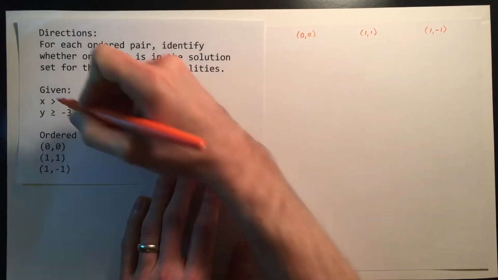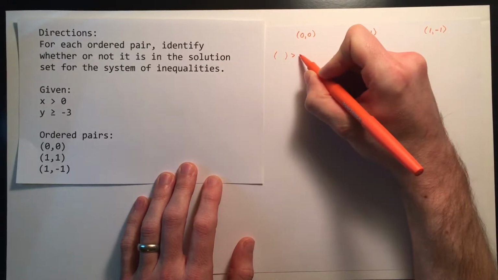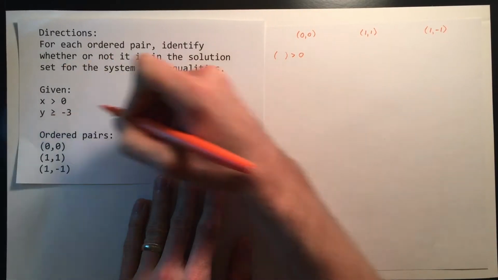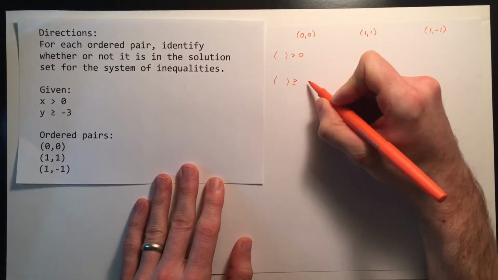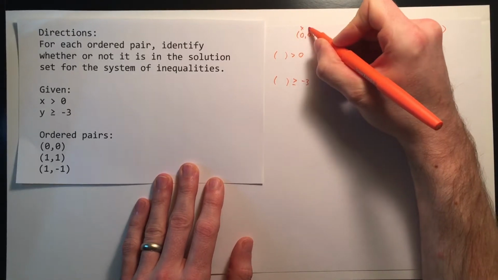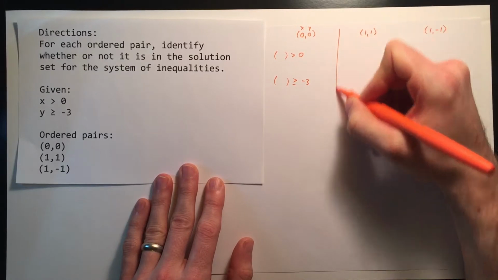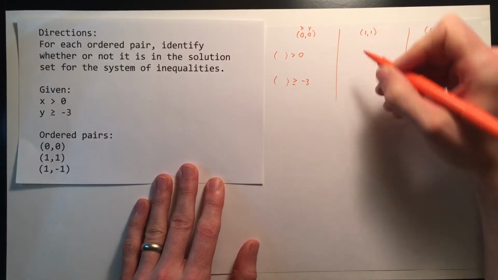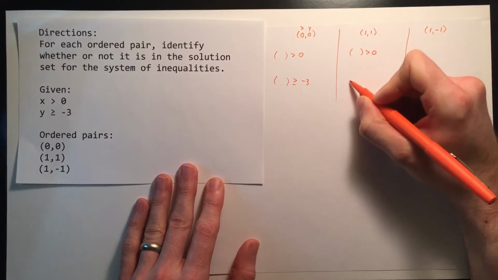And then I'm going to rewrite x is greater than 0. I'm going to rewrite it with parentheses where the x was, and then y is greater than or equal to, I'm going to write parentheses where the y was. And then that's where I'm going to substitute the values for x and y. And same thing here. Remember, we just have three separate problems. And so the same problem, just a different ordered pair to test.